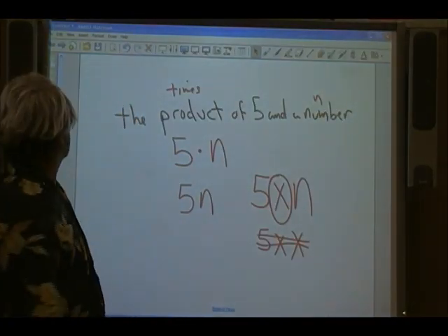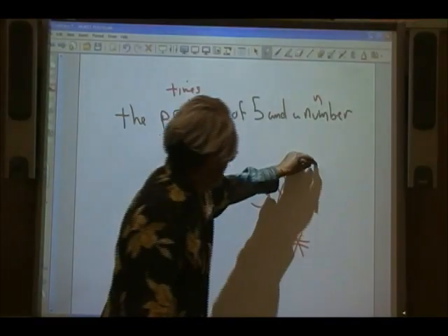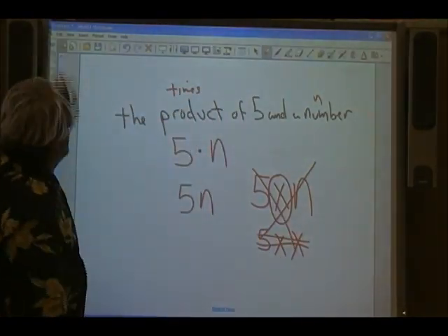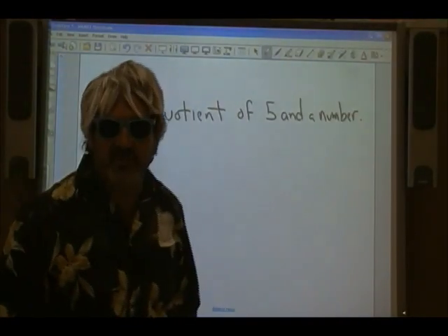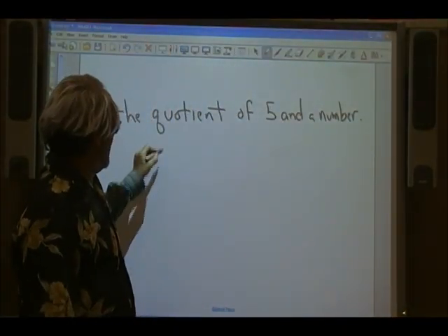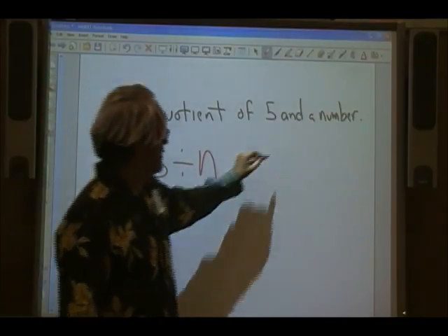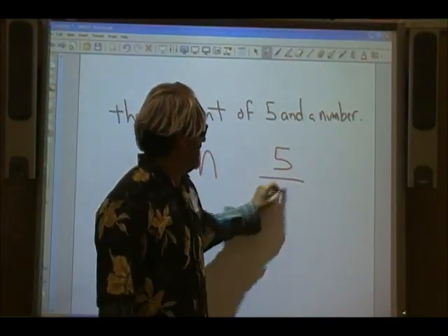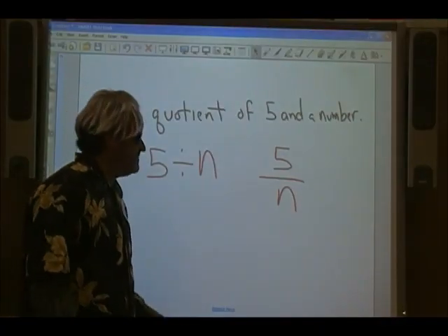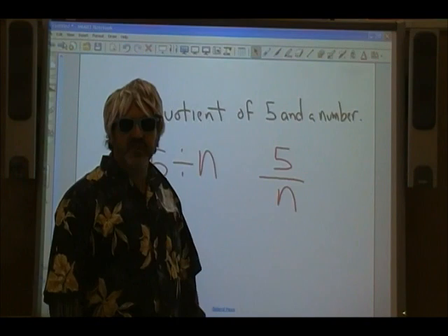Let's get back to this. All right, so that's how you do that. These are the rules. These you don't use. And the last one is the quotient of 5 and a number. Quotient means to divide. So you can either write it this way, or you can write it that way. Those are the only two ways you can do this.